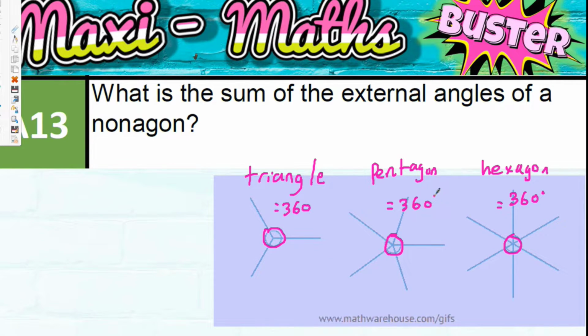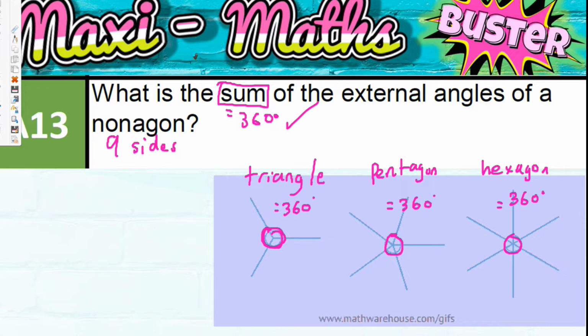So the moral of this story is that whatever the shape, if it's a regular shape, when you reduce the shape down, the external angles always sum or total to 360 degrees. So it doesn't matter whether it's a 3-sided, 5-sided, or 6-sided shape. A nonagon's got 9 sides. Just imagine there would be a circle with 9 angles. The 360 would be split into 9 angles, but the sum of them would be 360 degrees.